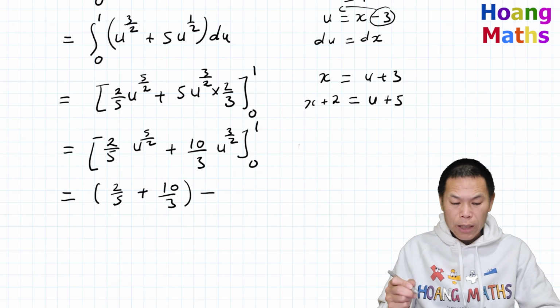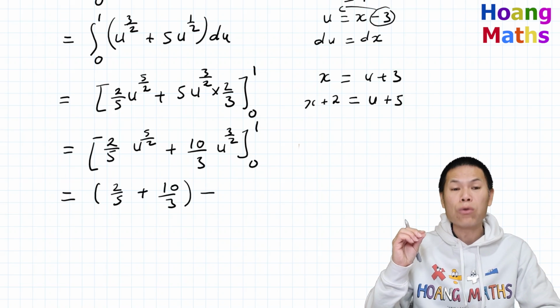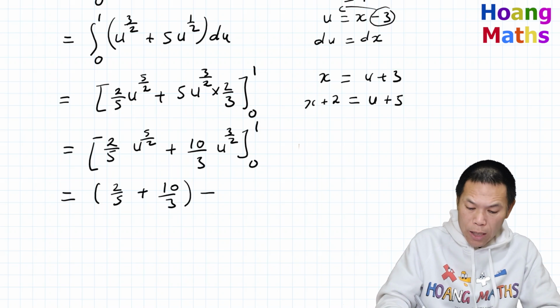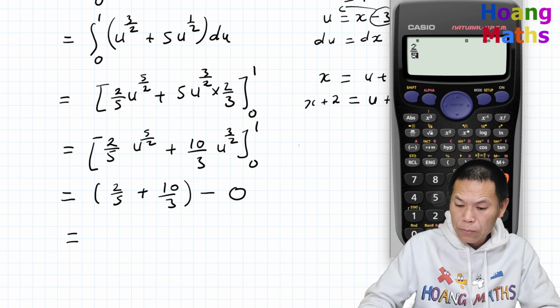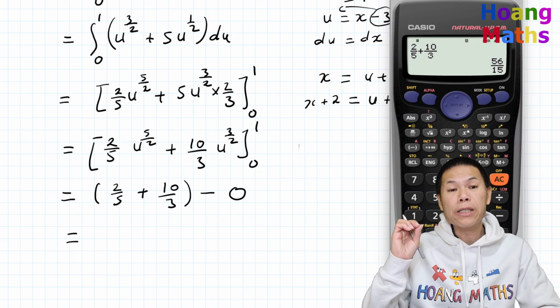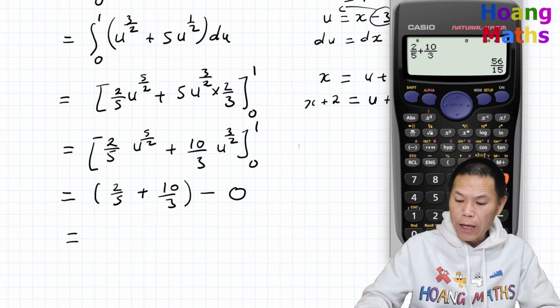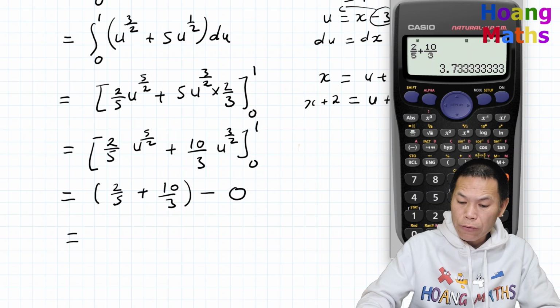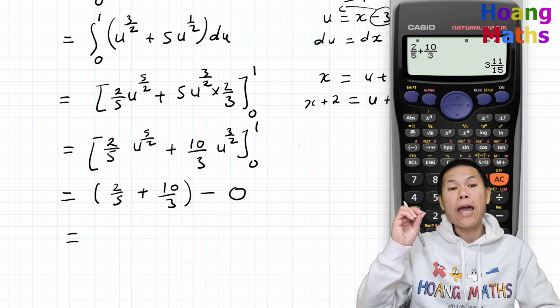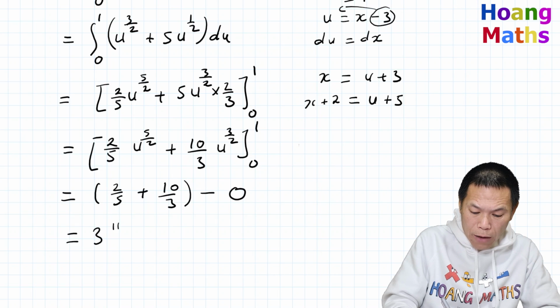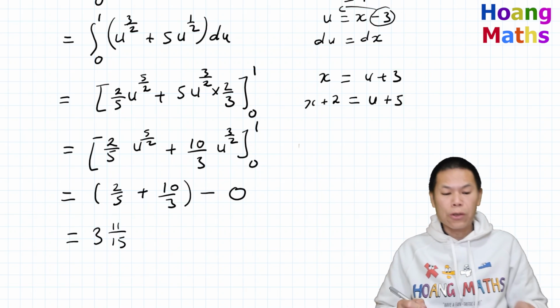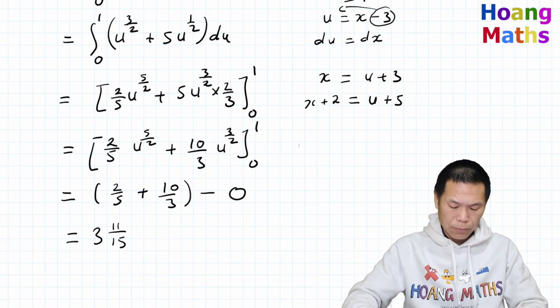And we minus. Now we replace u with 0, so the whole thing becomes 0 anyway, so we just minus 0. That gives me 2/5 plus 10 over 3. So there you go, 56 over 15. And we write it as a mixed numeral: 3 and 11 over 15. So there you go.